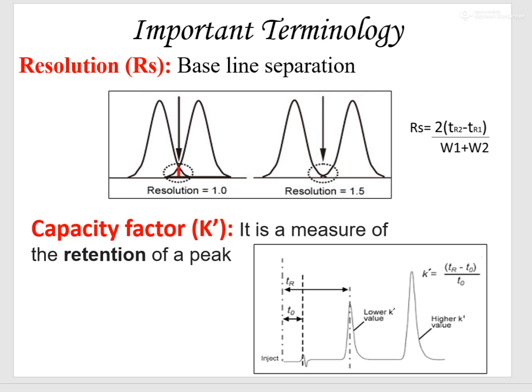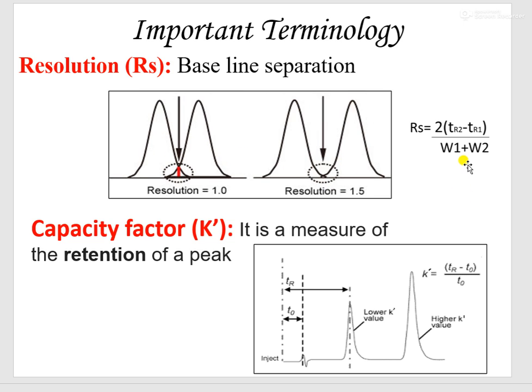Resolution, it is a baseline separation. So resolution is nothing but how the peaks are separated, how the critical pair or adjacent peaks are separated from each other. You can see here that here the resolution is 1 and here the resolution is little improved, that is 1.5. So the peaks are very well resolved here as compared to this condition.